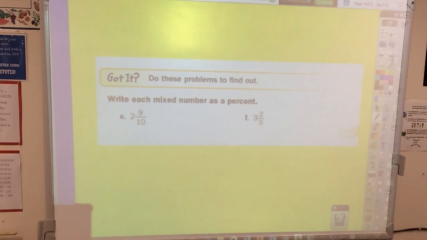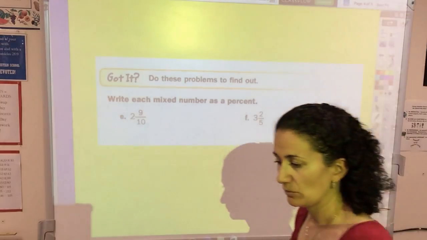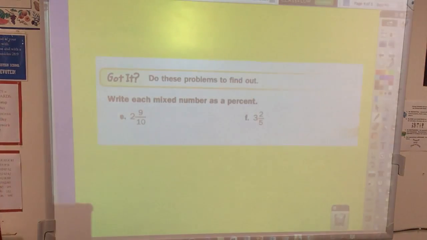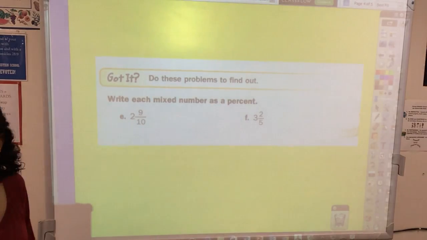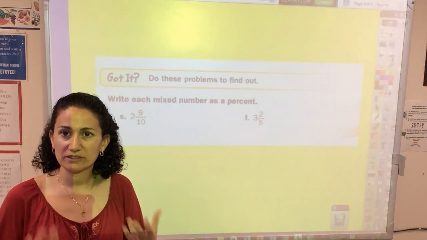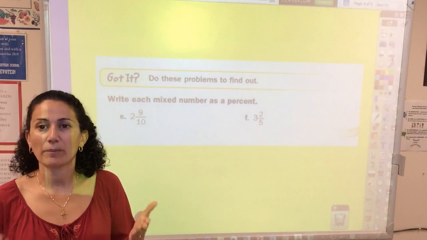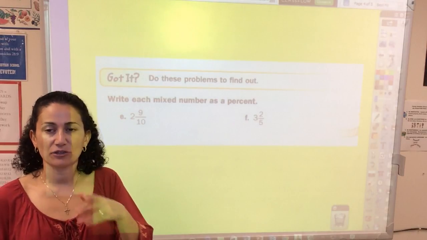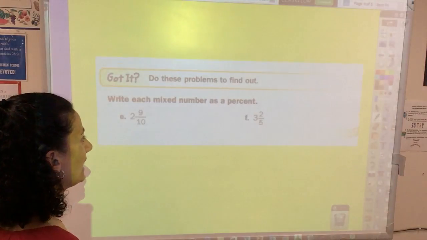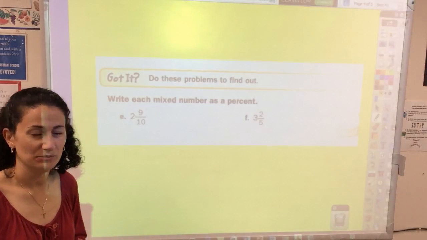Okay, you try some. Try these two problems. Write each mixed number as a percent using either of the two methods I just showed you. Pause the video. When you're finished, unpause it and we'll go over them. Okay, as we're becoming more proficient with fractions and decimals and percent, more and more of these are going to pop out at you as easy. You're going to start memorizing some of them, and maybe that happened as you were doing these problems.